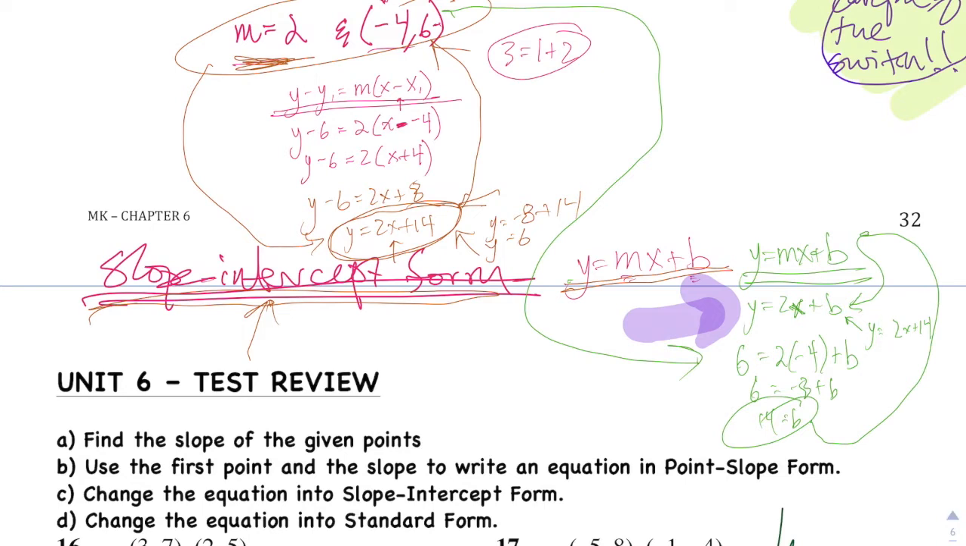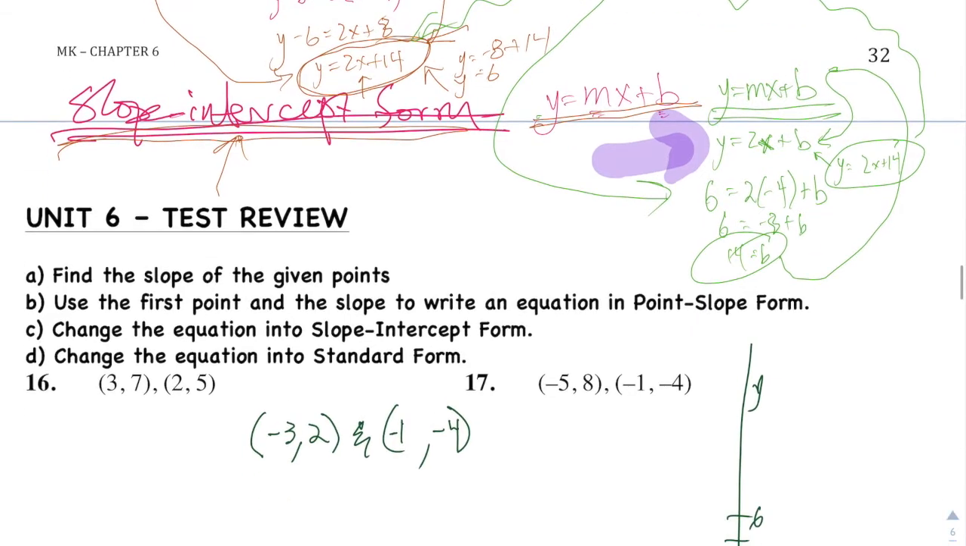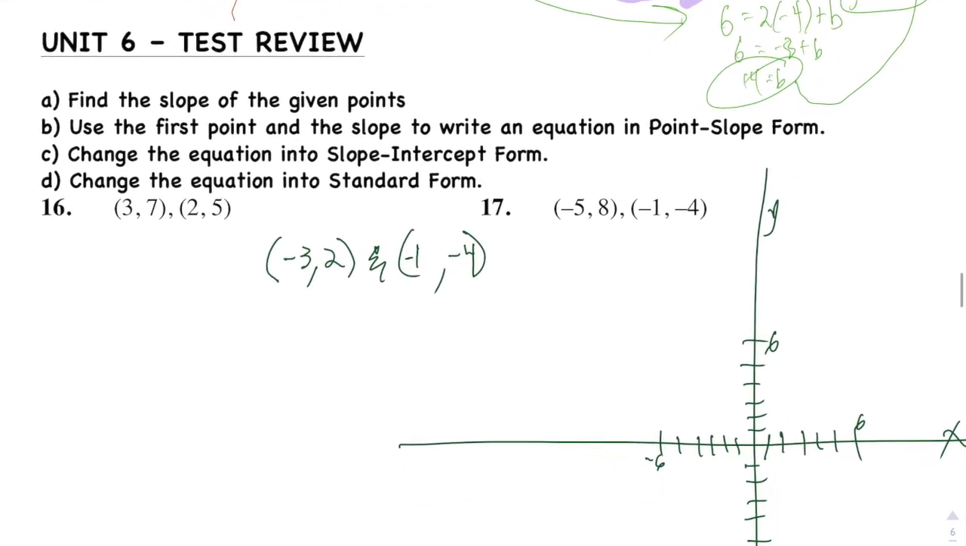Notice how beautifully consistent this is with that. Okay? So that's how you write the equation of a line given a point and a slope.